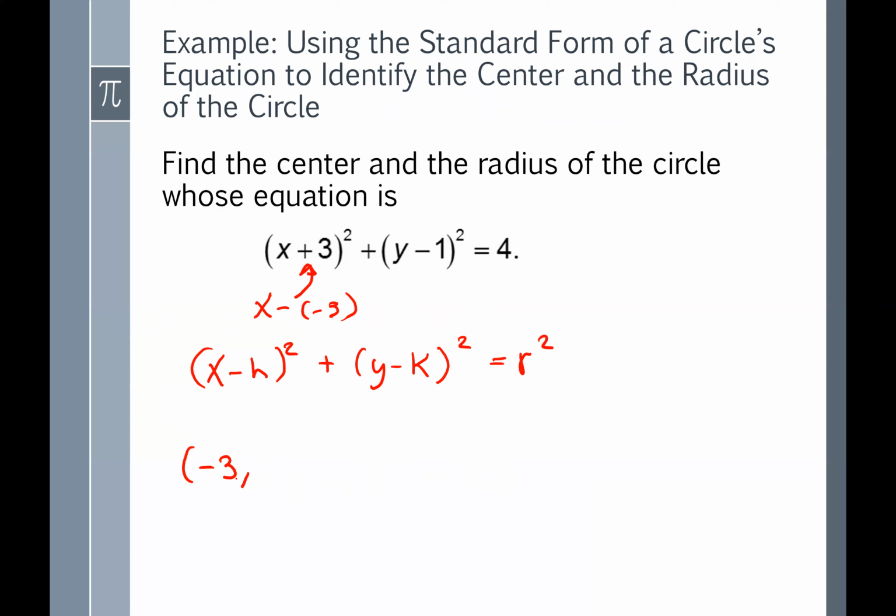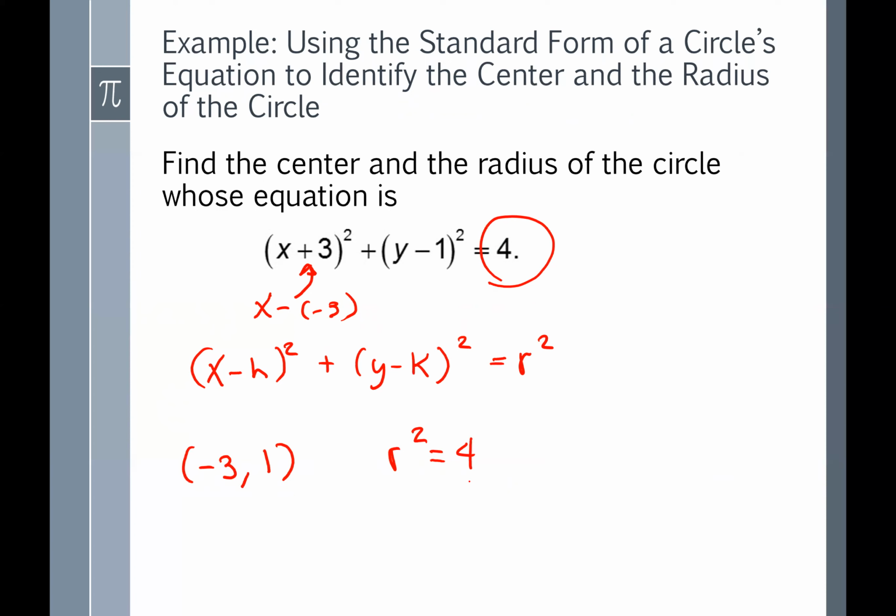Whatever you're subtracting from the y is the y coordinate of the center of this circle. So since I have y minus 1, I'm subtracting 1. That is the y coordinate of the center of this circle. R squared is equal to this constant here. So r squared is equal to 4.